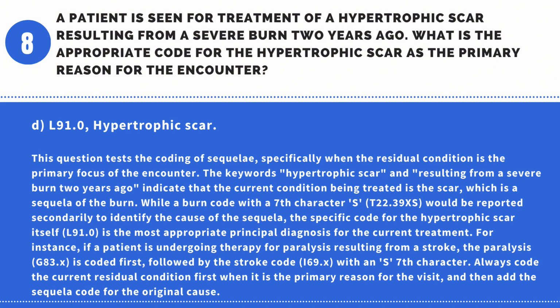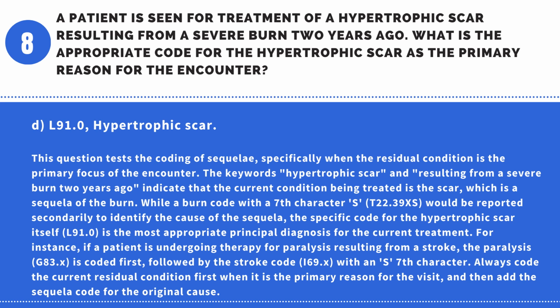Answer D. L91.0, hypertrophic scar. This question tests the coding of sequelae, specifically when the residual condition is the primary focus of the encounter. The keywords hypertrophic scar and resulting from a severe burn 2 years ago indicate that the current condition being treated is the scar, which is a sequela of the burn. While a burn code with a 7th character S, T22.39XS, would be reported secondarily to identify the cause of the sequela, the specific code for the hypertrophic scar itself, L91.0, is the most appropriate principal diagnosis for the current treatment.